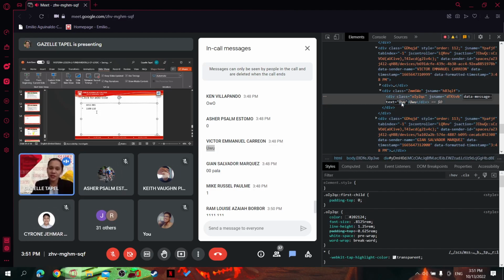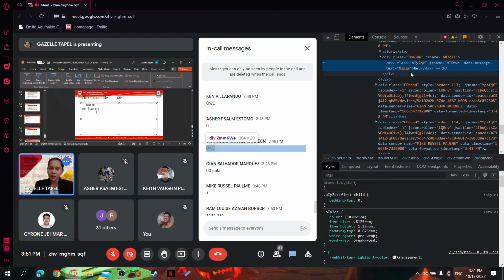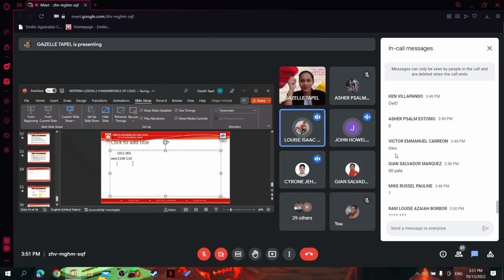Palitan ko ng operation. This time gawin kong XOR. XOR means exclusive OR. Kailan nga ulit nagiging true ang XOR? Kung exactly one of them ay true. Okay. 1 XOR 1. 0 po. Kasi dalawa sila. Dapat isa lang.